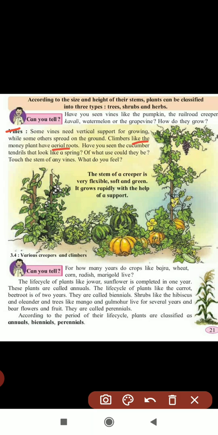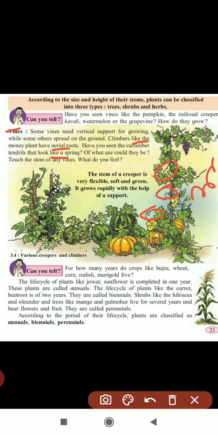Have you seen the cucumber tendrils that look like a spring? That spring-like part gives support to the plant. Of what use could they be? They give us support. Tendrils give support to them for growing, and with the help of that it will grow.